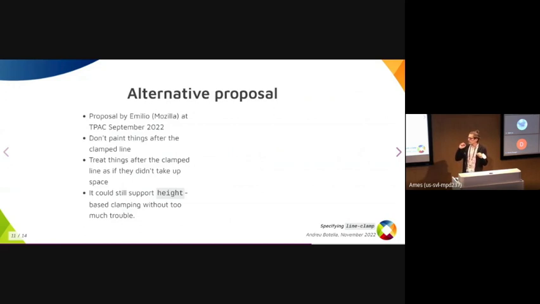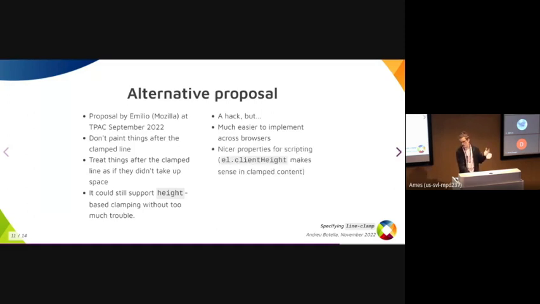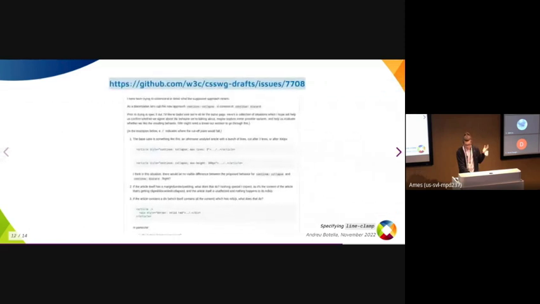So at TPAC 2 months ago, Emilio from Mozilla had an alternative proposal that just doesn't paint anything after the clamp lines, and it treats everything as if they didn't take up space. You still support height baseline clamping, but it's not fragmentation. This is a hack, okay? But it's much easier to implement across browsers. It could take like 2 weeks to implement in Chrome, and it has nicer properties for scripting.